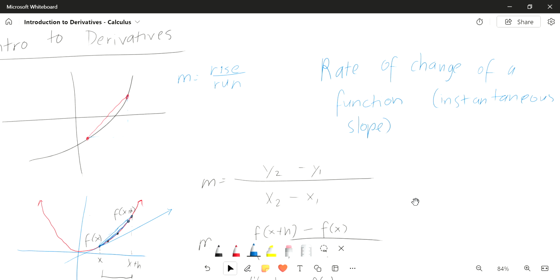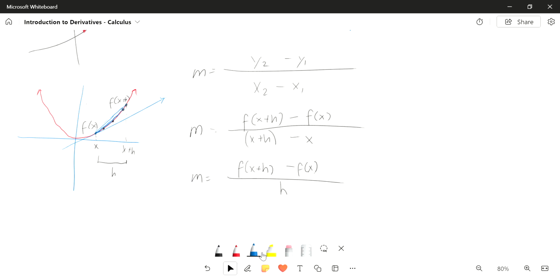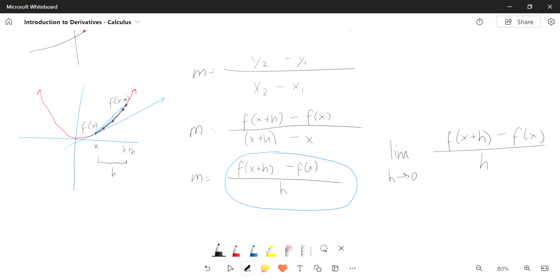So how would we express this mathematically? We already have this formula to find out the slope. And now all we need to really do is find out what this approaches as this distance decreases. So as h keeps getting smaller and smaller, this keeps getting closer and closer to our actual derivative. So this is our formula for a derivative, where f of x can be anything.